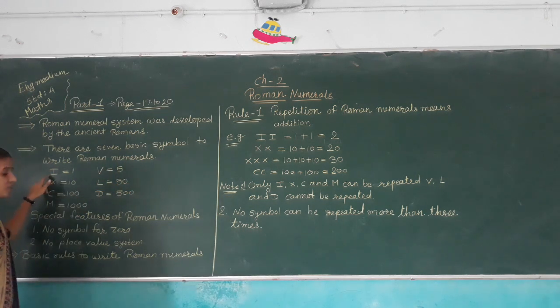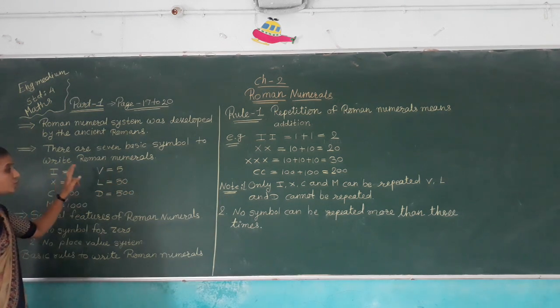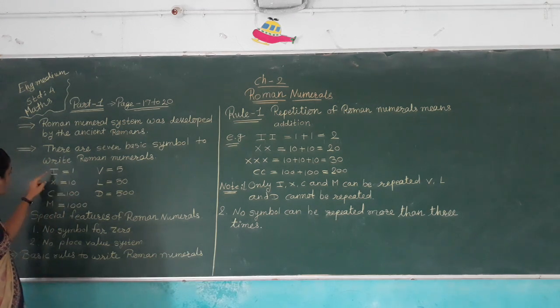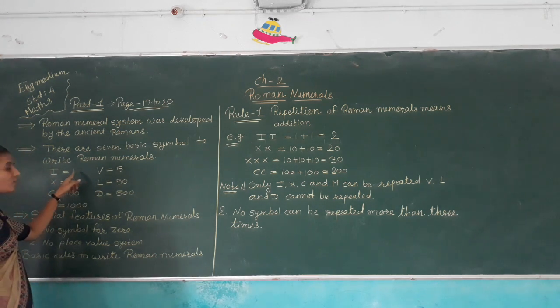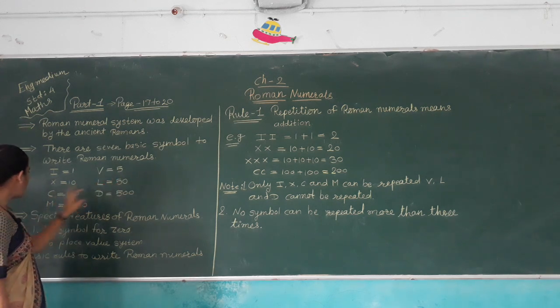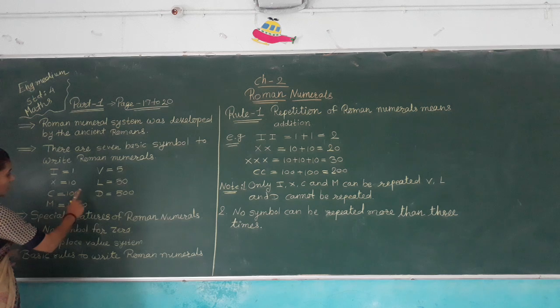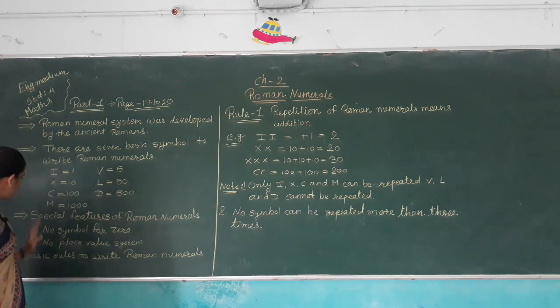First one, I. I is equal to 1. Romans use I, we use 1. V for 5, X for 10, L for 50, C for 100, D for 500, M for 1000.